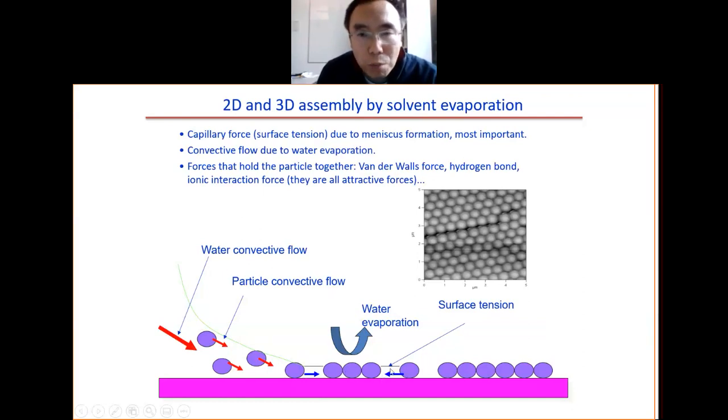So what force brings the spheres together? Why do they touch each other? This is because of the capillary force.